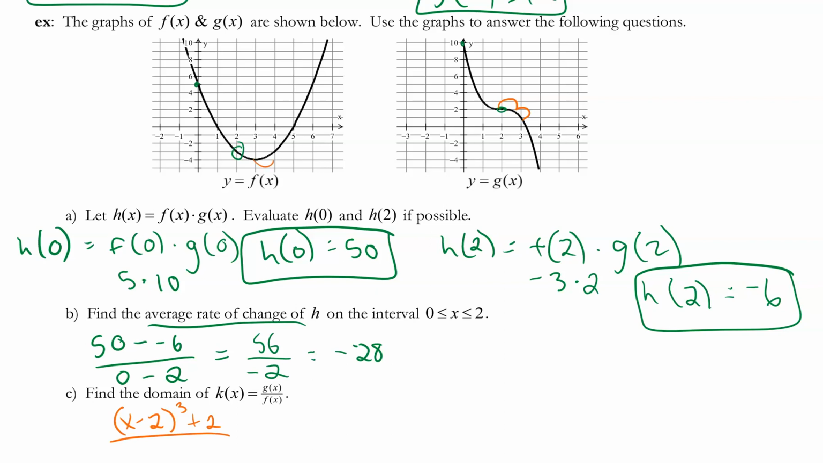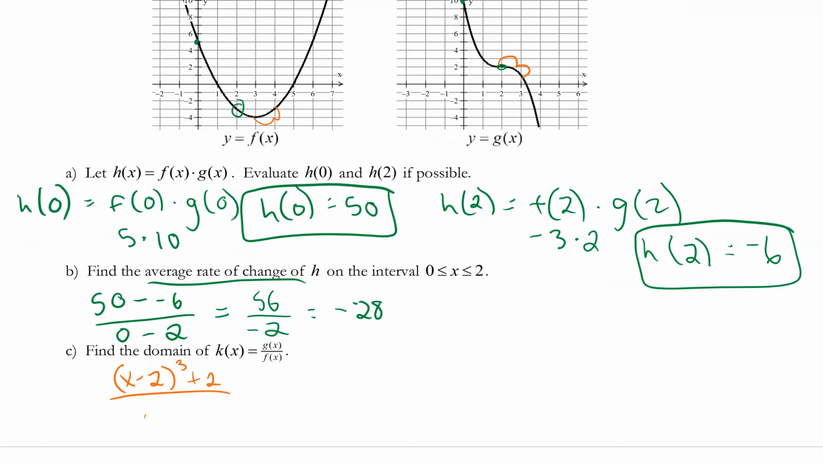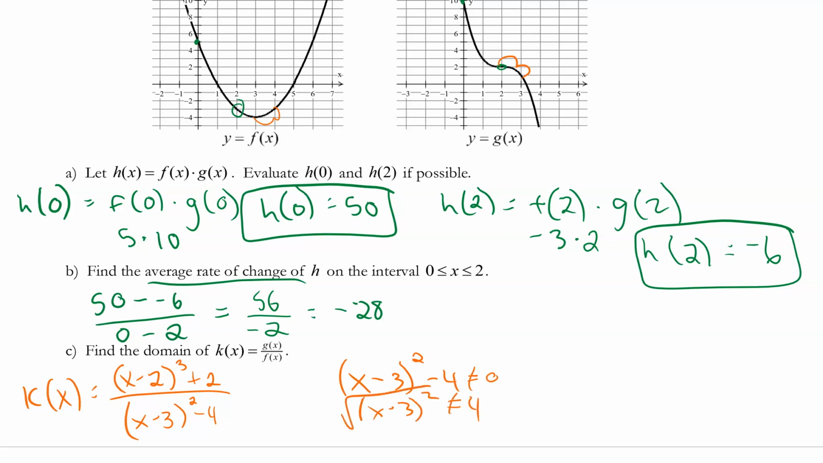Now my quadratic also goes over 1 up 1. So that's going to be x squared. Okay, now I went right 3, so x minus 3 squared minus 4. So if this is k of x, my denominator can't be equal to 0. So x minus 3 squared minus 4 can't equal 0. So x minus 3 squared can't equal 4, so I'm solving for what x can't be. I get x minus 3 can't equal 2, and x minus 3 can't equal negative 2.